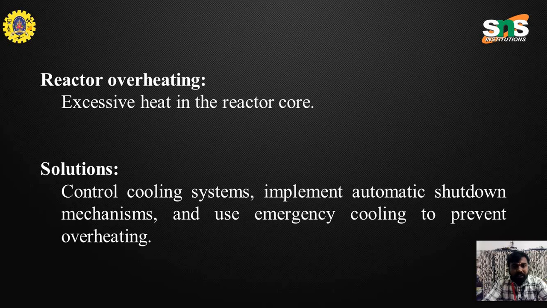Another issue is reactor overheating, which is excessive heat in the reactor core. The uranium-235 nuclear fission reaction is a continuous reaction because the neutron is bombarded with the uranium-235. It happens again and again. It is a chain reaction. Due to the chain reaction, excessive heat is produced inside the reactor core. To prevent these issues, control the cooling systems, implement automatic shutdown mechanisms, and use emergency cooling to prevent the overheating.